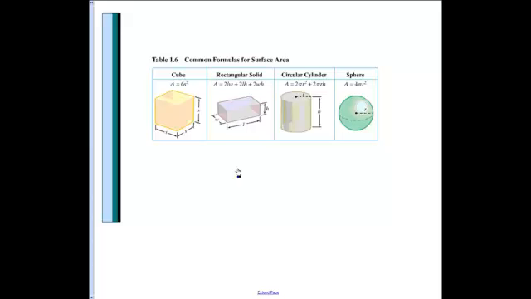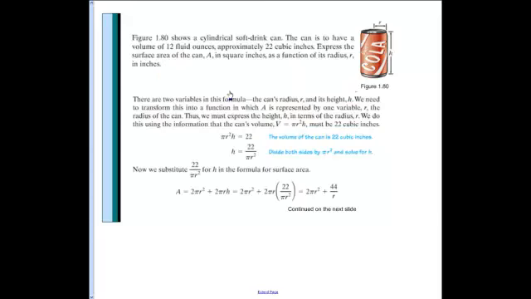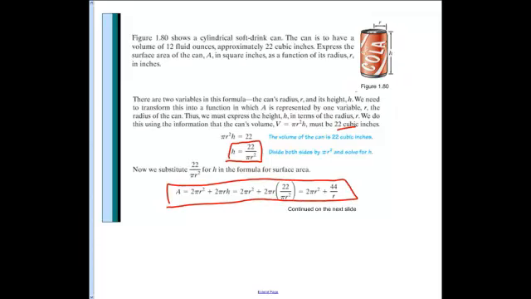We also deal with solids and surface areas in this particular section. We have a cube, a rectangular solid, a circular cylinder, and then a sphere. And this is the surface area expression of each one. We know that the volume is equal to pi r squared times h. If we have a can that has 22 cubic inches, we substitute for V, solve in terms of h, and plug this back into the surface area to find out what the area is in terms of r.